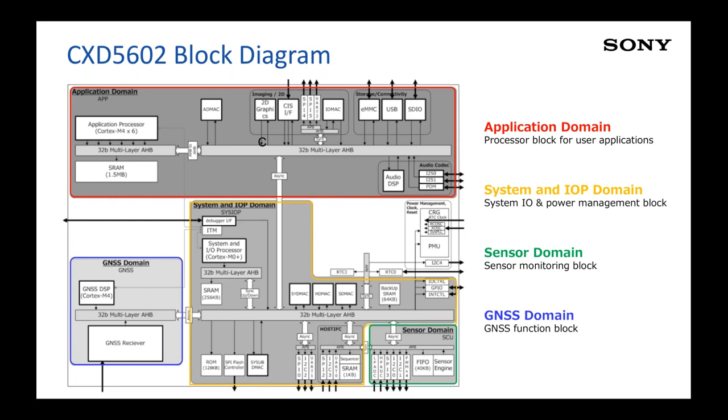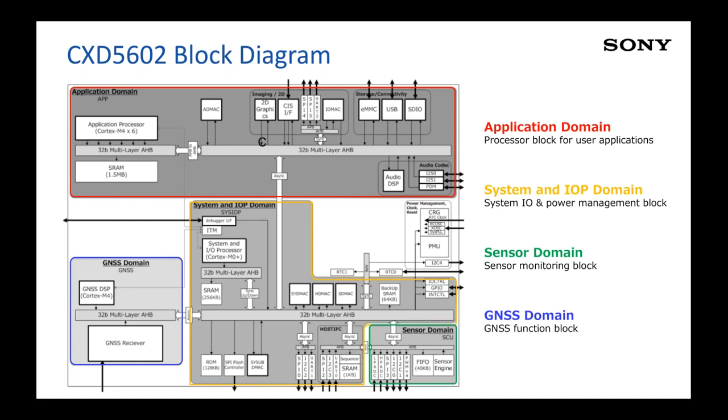And then I have a green block, which is the sensor domain. You are controlling all of the sensors that come to your board in this block. And then at the end, the GNSS domain. GNSS is Global Navigation Satellite System. So it's your GPS, your GLONASS, all the navigation satellite systems that you have on your board.